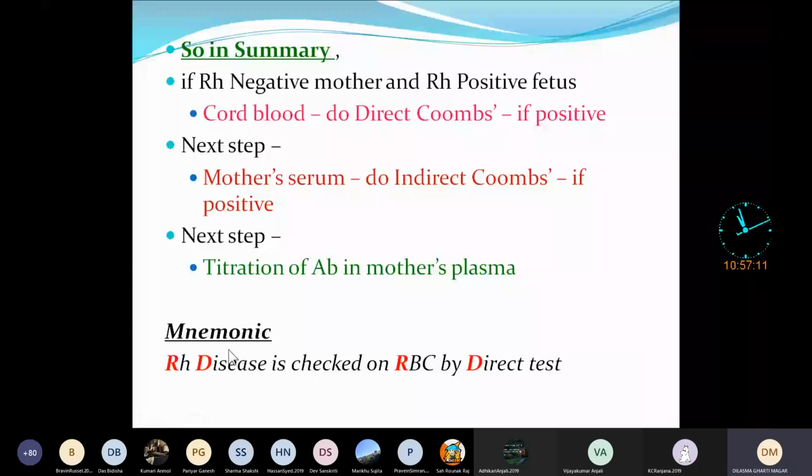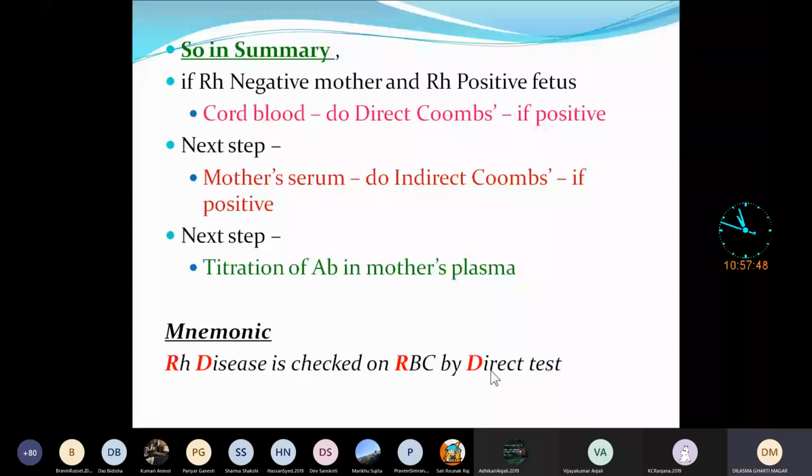So for you to do the little bit mnemonic is there. To identify the RSD disease, it is checked on the RBC by the direct Coombs test. Understood here? R for the RS, it is done in the RBCs in the direct test. We will do the direct Coombs test. You have to know mainly whose blood the direct Coombs test is done on. Is it done on the mother's or the baby's? You have to tell, in the baby's blood we do the direct, and the indirect we will do in case of the mother's blood.